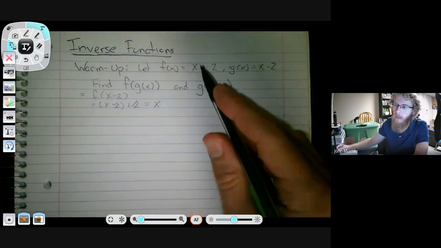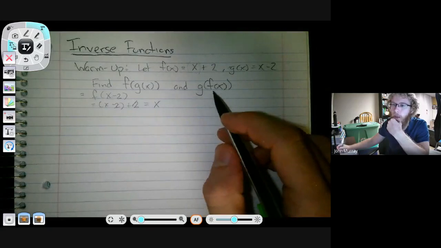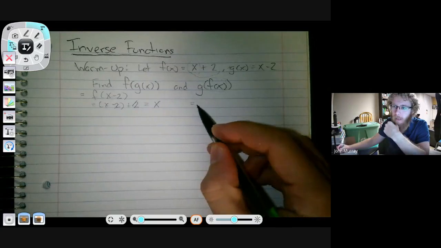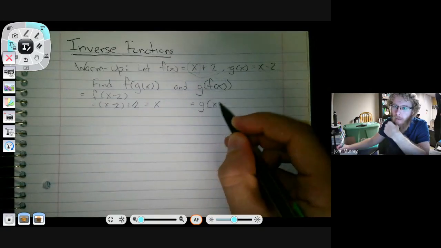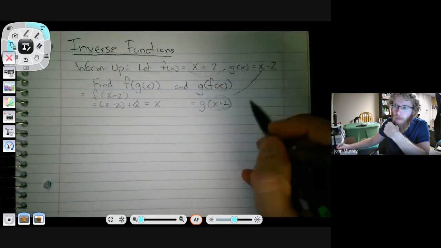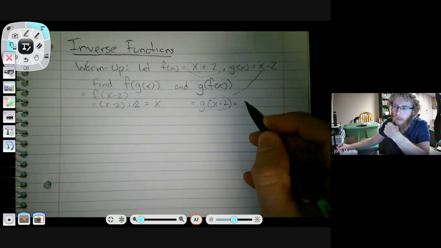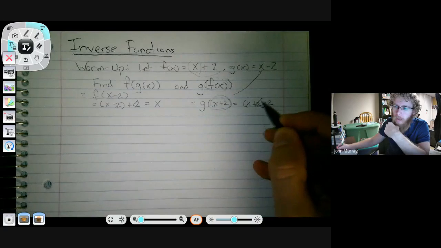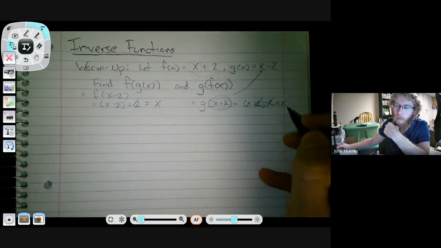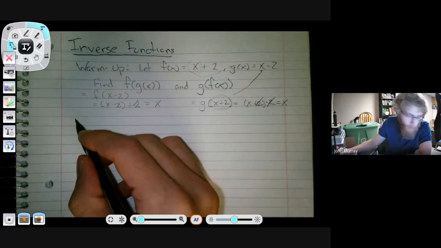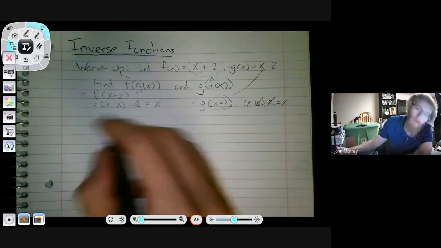But in this case, we're going to do the same thing we did over here. I'm replacing f of x with the expression. So you're going to have g of x plus 2. Again, just like before, we're going to take this x plus 2 and plug it in there. So we're going to have x plus 2, and then from that, we're going to subtract 2. Again, they're gone, and we're left with x. Now, this is important because we'll actually see that later.